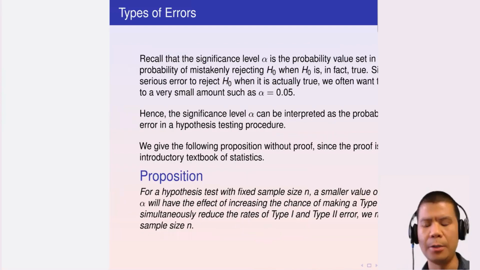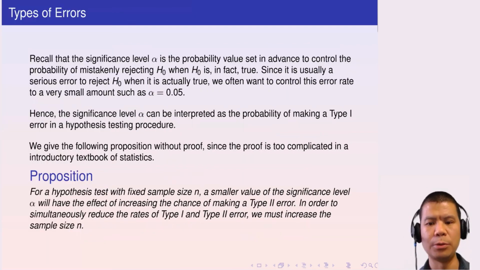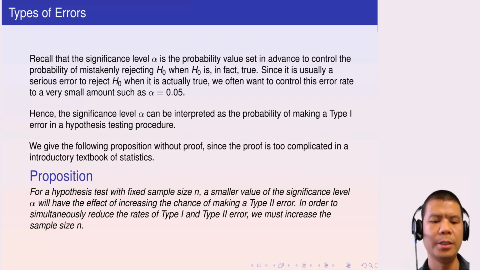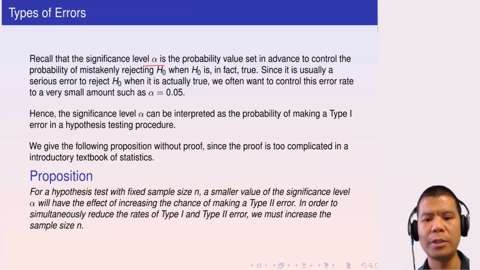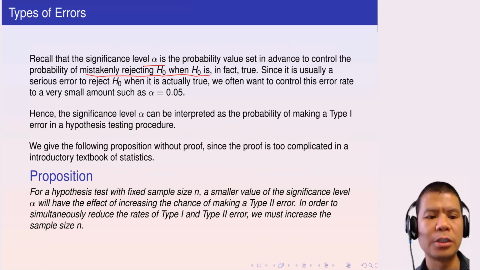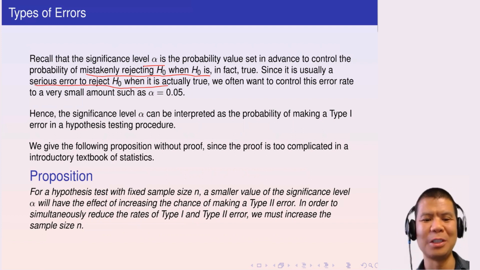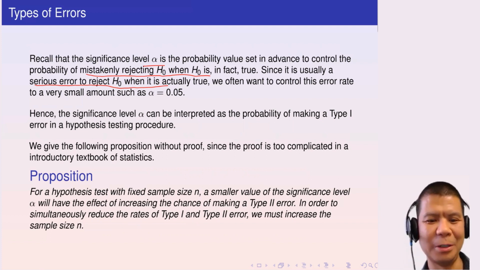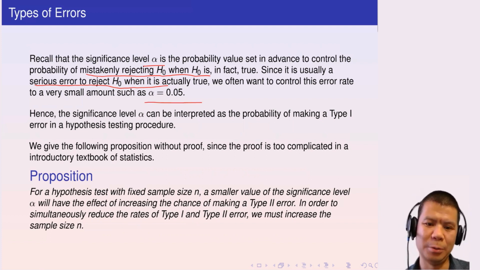That is why people usually want to control the type 1 error. Now recall that the significance level is a probability value setting. We want to control the probability of mistakenly rejecting H0 when H0 is true. Since it's usually a serious error to reject H0 when it is actually true, we want to control this error rate, such as alpha equal to 0.05.